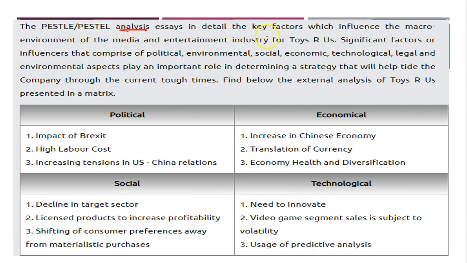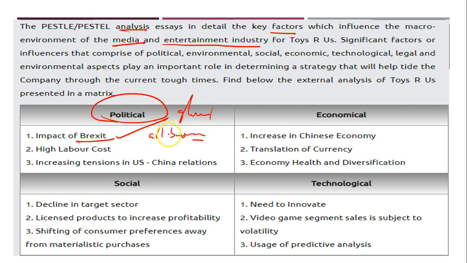The PEST analysis gives some of the key factors. I'm just literally picking out the key factors that influence the macroeconomic environment and the media and entertainment industries. So let's look at some of them. In terms of political, you must mention this question of Brexit. It's not a red herring, it's there, it's affecting all businesses. So even if you're already talking about this idea of a global economic recession, refer to Brexit.